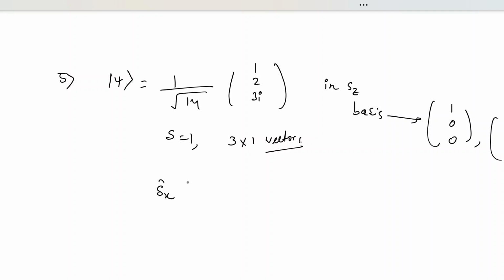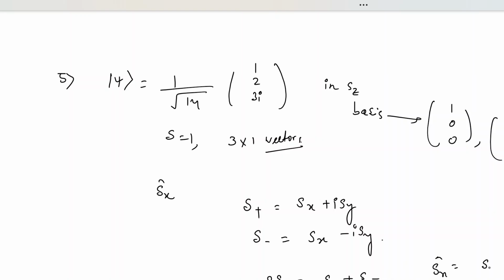So the idea is that your s plus ladder operator is sx plus i sy, and s minus is equal to sx minus i sy. So 2sx is equal to s plus plus s minus. So your sx cap is simply s plus plus s minus by 2.